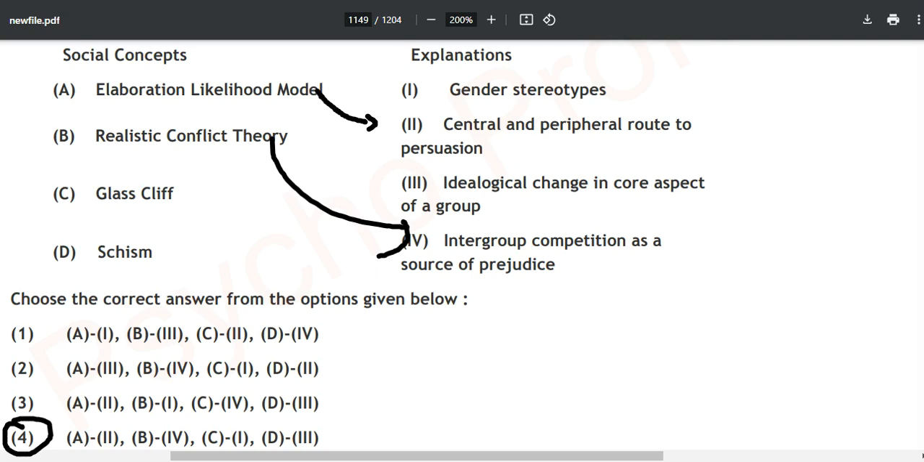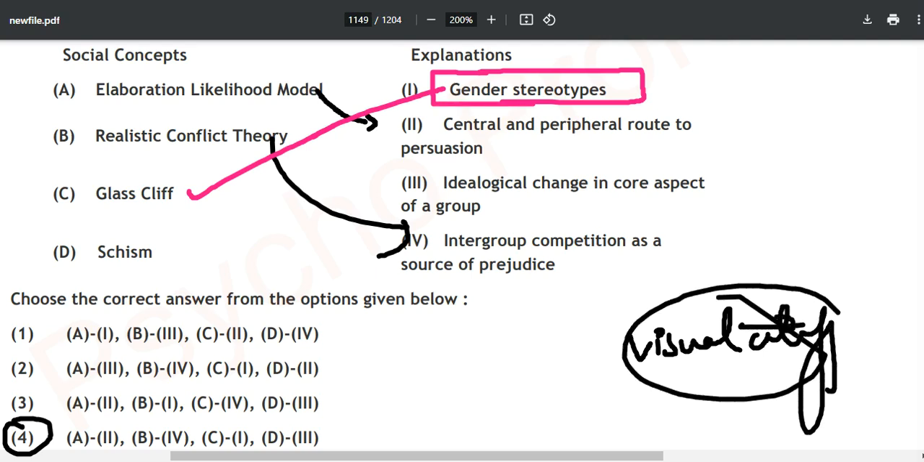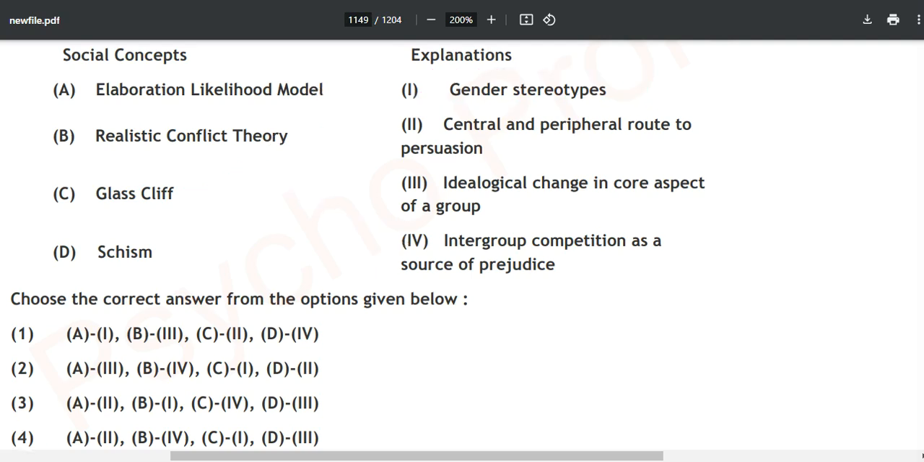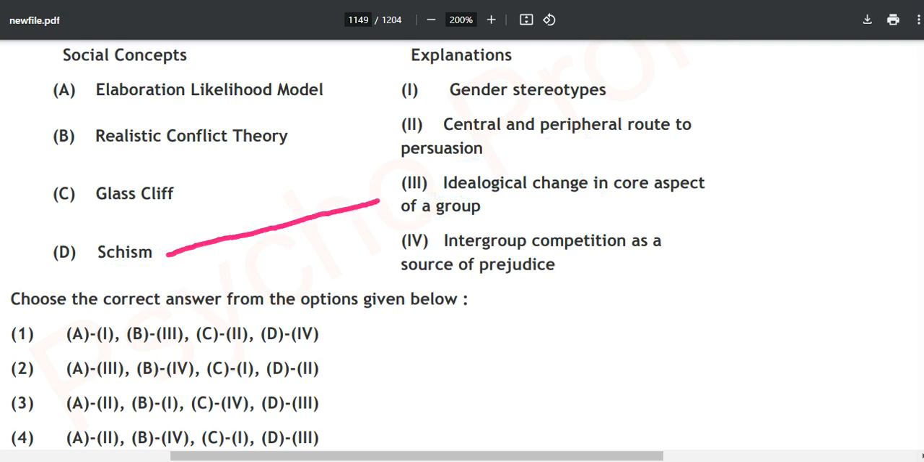Now, what is glass cliff? Glass cliff is your gender stereotypes. Glass cliff, visual cliff. Now, what is visual cliff? Visual cliff is the phenomenon done by Eleanor Gibson for depth perception. And what is schism? It is an ideological change in the core aspect of a group. So when a complete group's ideology gets changed, we call it a schism. So this is the correct answer. D is with your third one, this is with the first one, this is for the second one, and this is for your fourth one.